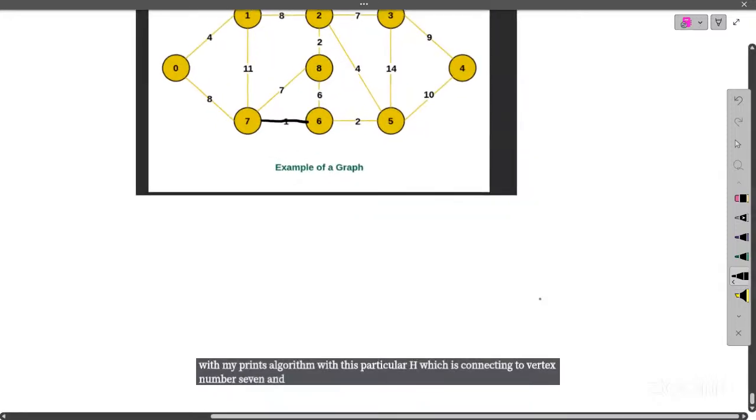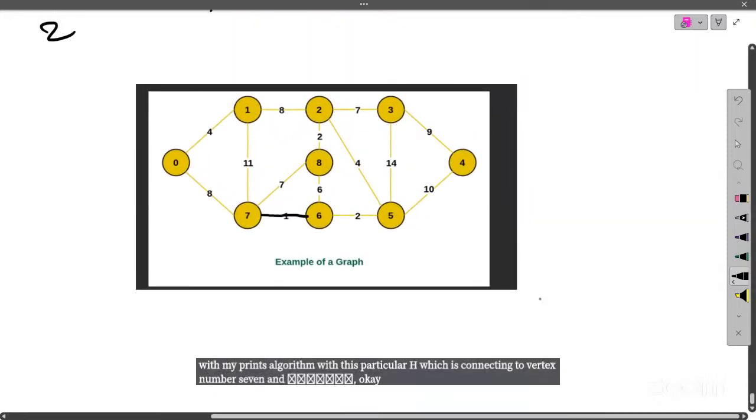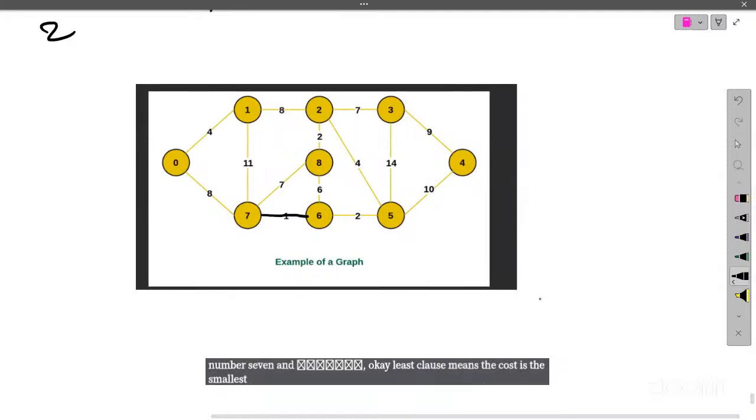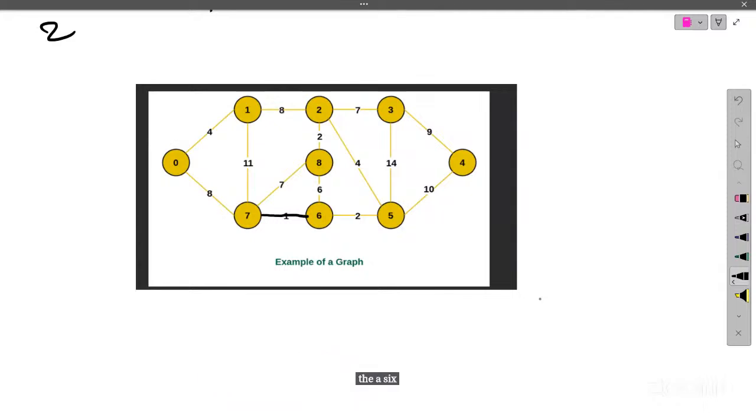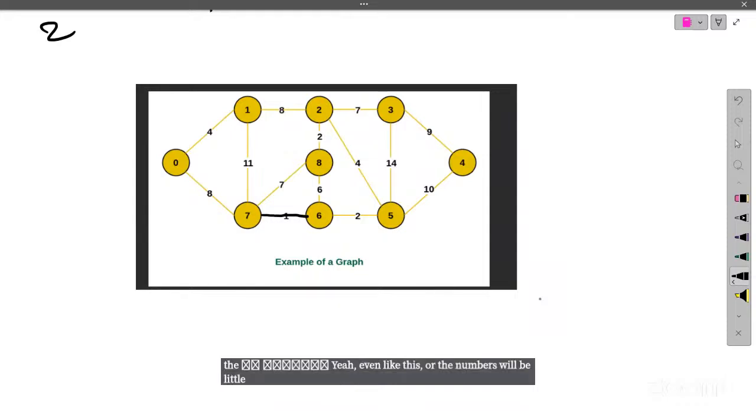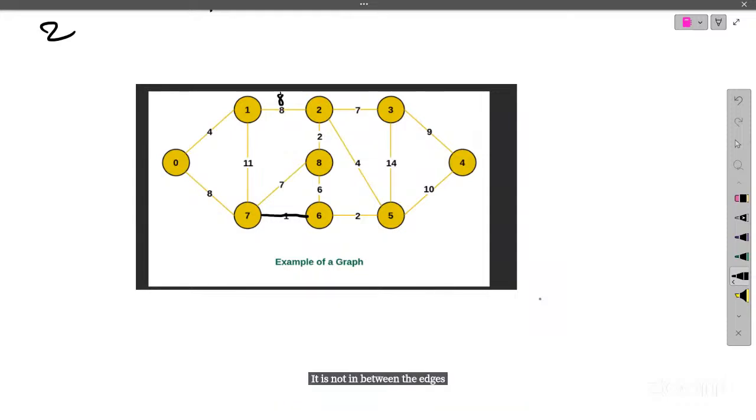Ma'am, what is the least cost? Least cost means the cost is the smallest one. So here you observe that all the costs are there. 11 is the cost of the edge. 7 is the cost of the edge. 6 is the cost of the edge. 14. It will be given like this in the exam, or the numbers will be a little upward. It's not in between the edges. It will be a little upward here.